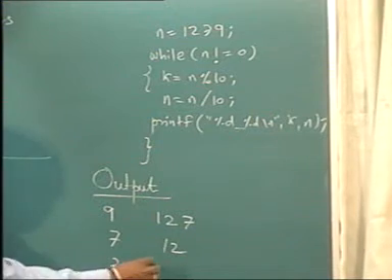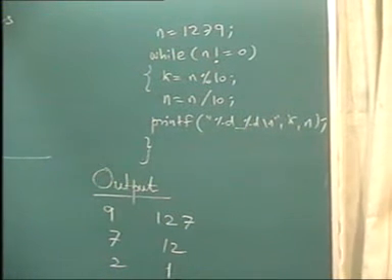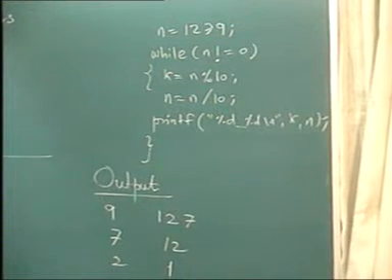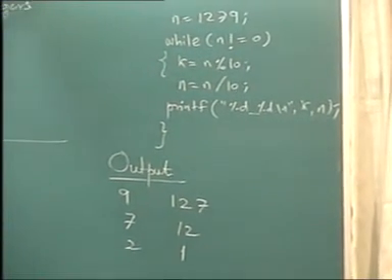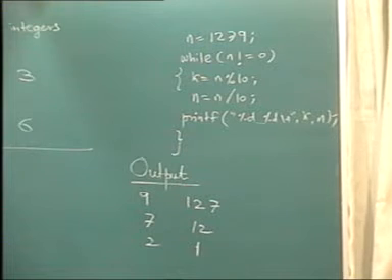One. We go back. 1 is not equal to 0. What will be the value of k? What is the value of n right now? 1. What will be the value of k?